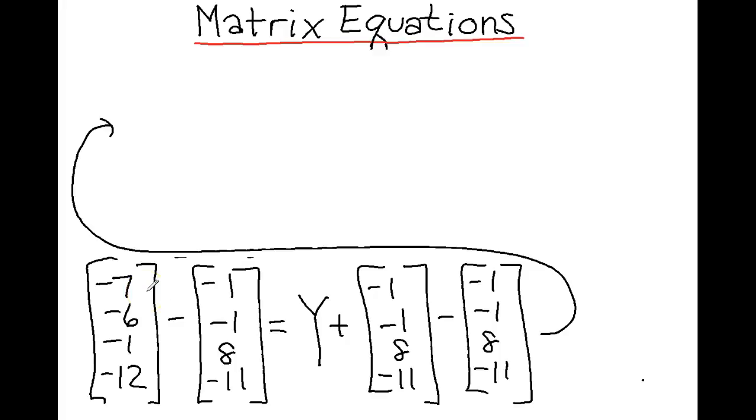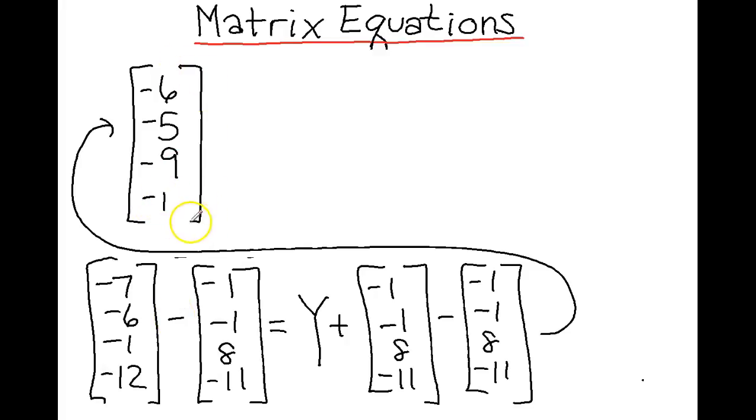Let's subtract these two matrices. -7 minus a -1 is really a +1. -7 plus 1 is -6. -6 minus a -1 is really a +1. -6 plus 1 is -5. -1 minus 8 is -9. And -12 minus a -11 is really a +11, so we get a -1. And that equals Y. When we subtract these two matrices, -1 minus a -1, it's really a +1, so I get a 0. -1 minus a -1 again is 0.